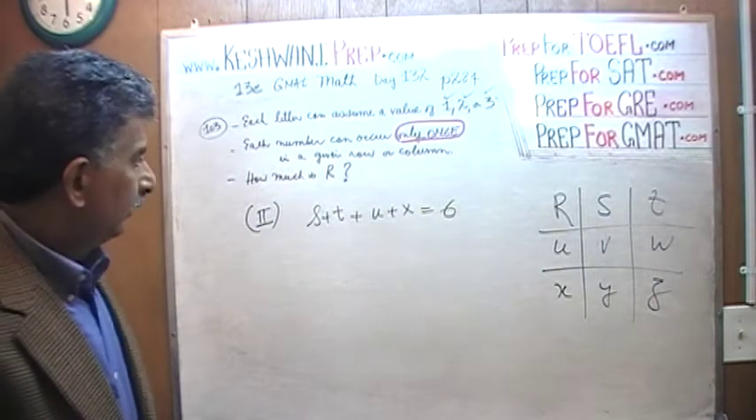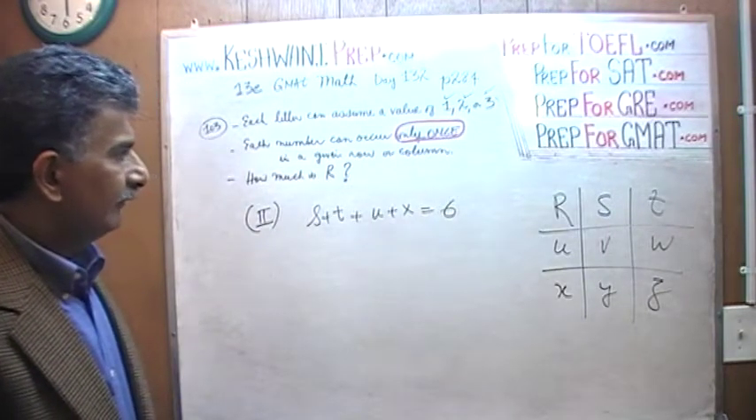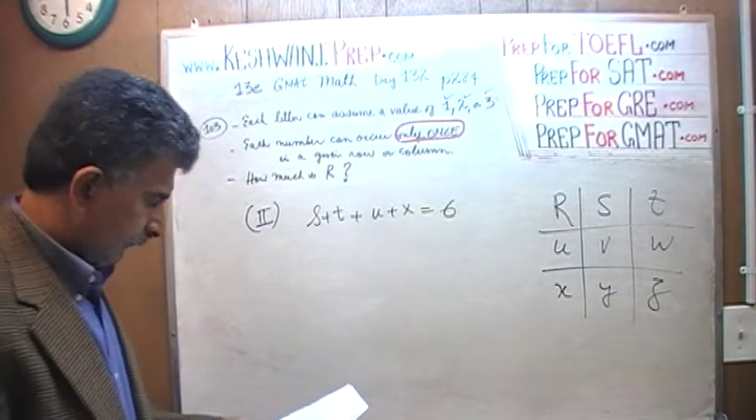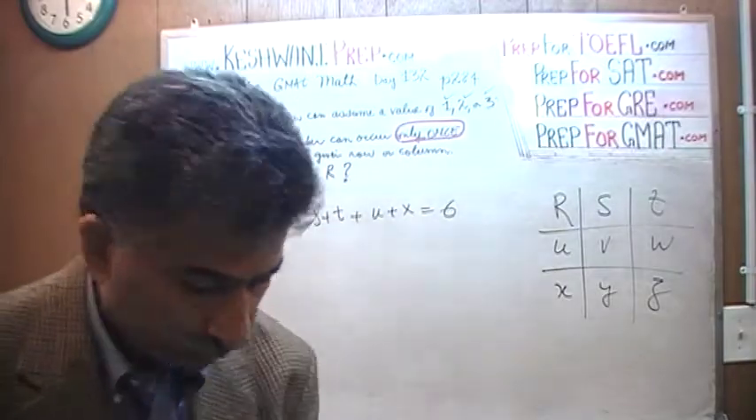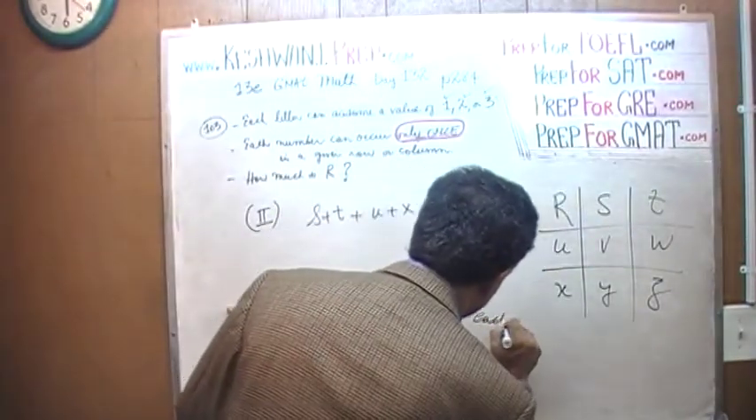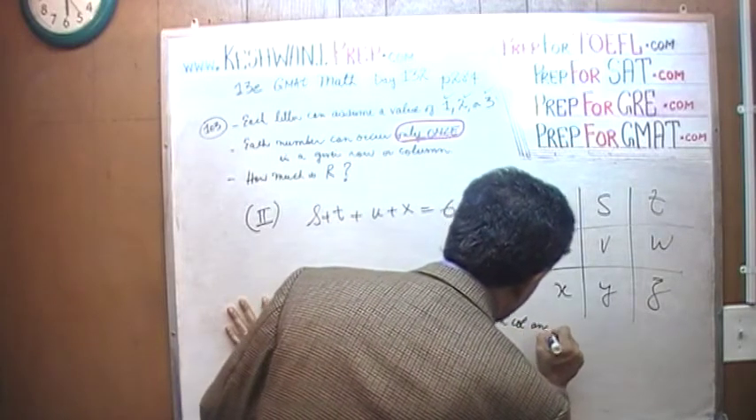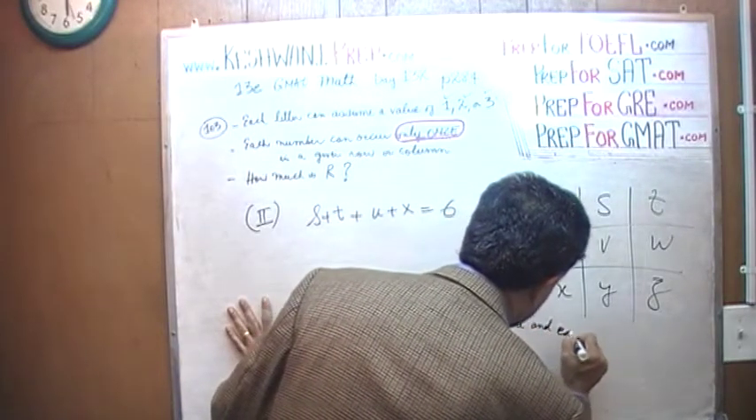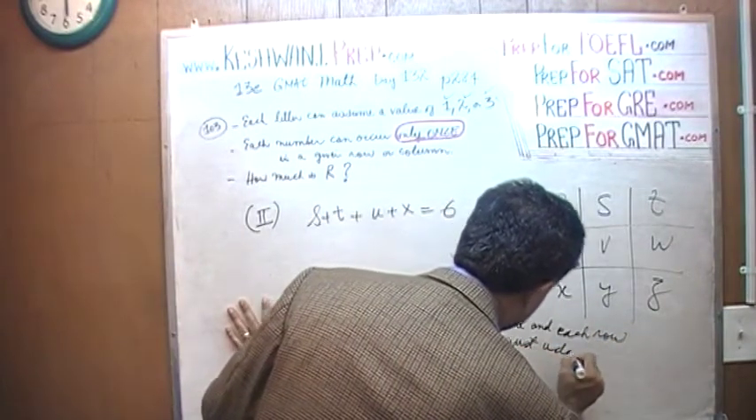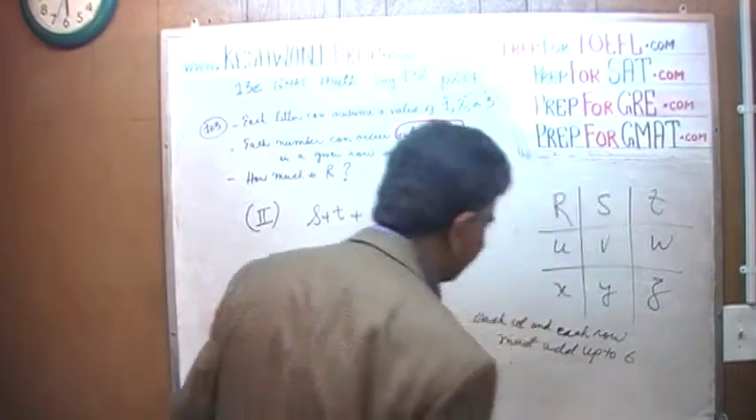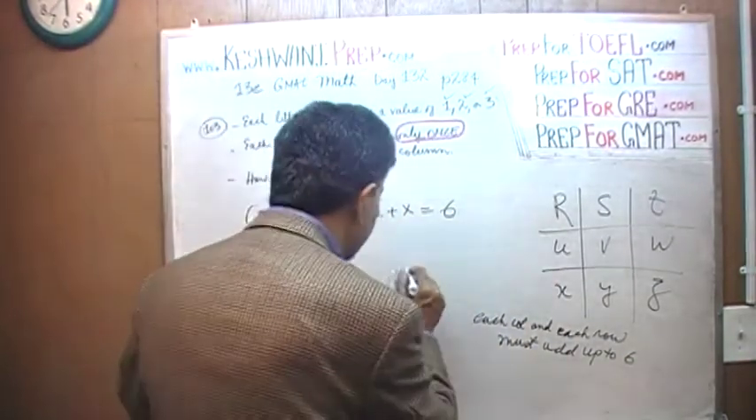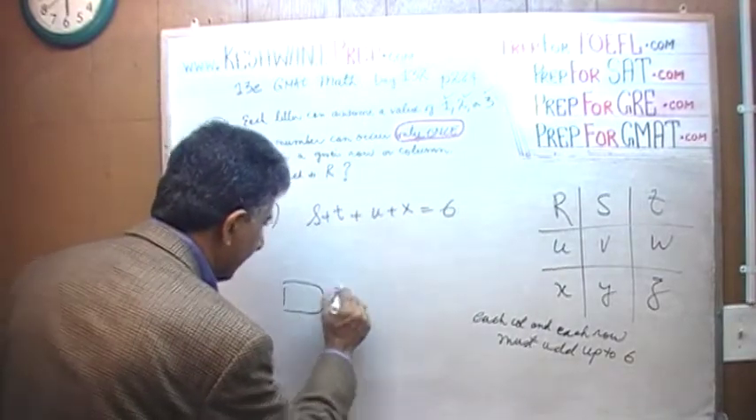S plus T plus U plus X equals 6. But we know that each column and each row must add up to 6. Why does each column and each row must add up to 6? Again, because there are 3 spots, because we have 3 spots for each column.